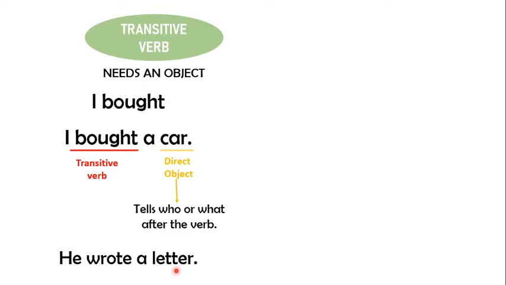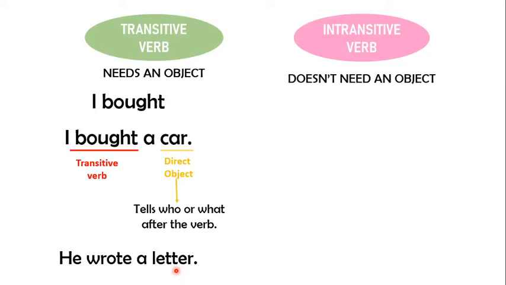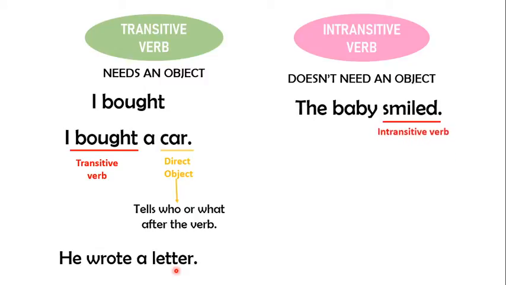Okay, so that is the transitive verb. Let's now move on with the intransitive verb. Here, unlike the transitive verb, it doesn't need an object, meaning the sentence can stand alone. For example, the baby smiled. Here our verb is smiled, right? That is our intransitive verb. The sentence here makes sense already. That's why it doesn't need an object.